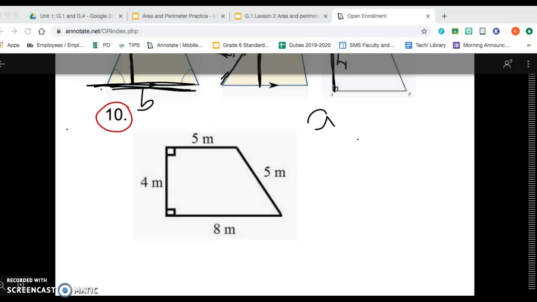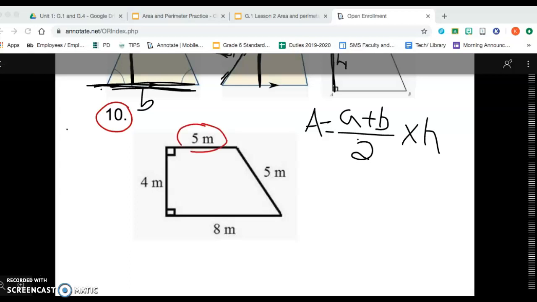But remember, it's, hang on just a second. It should be a capital A. So we have area is equal to A plus B divided by 2 times the height. Remember I told you A and B are the bases, and it doesn't matter which one is A and which one is B. So we have 5 and 8 are our bases.